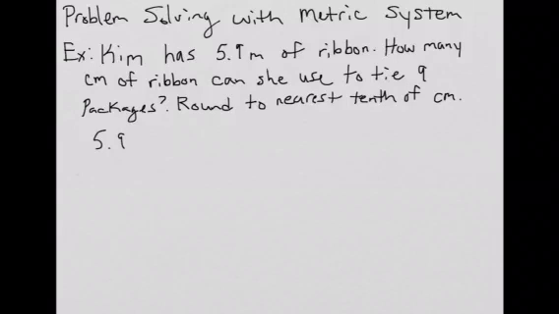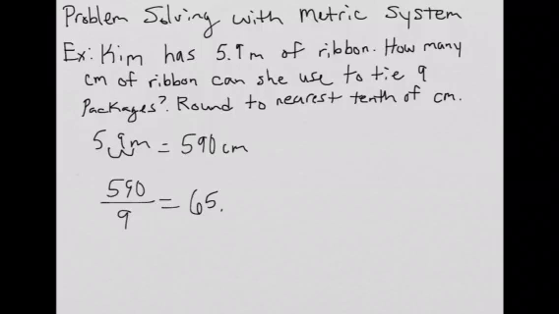So 5.9 meters. Okay, so now if you remember your chart, you're going to the right, and we're going 2 places. So we're going 2 places to the right. So 1, 2. And so we get 590 centimeters. So 5.9 meters is equal to 590 centimeters. And so now we're just trying to figure out how much she can use per package. So we just take the 590 and we divide that by 9. And when you do that and you round to the nearest tenth, you wind up getting 65.6 centimeters per package.